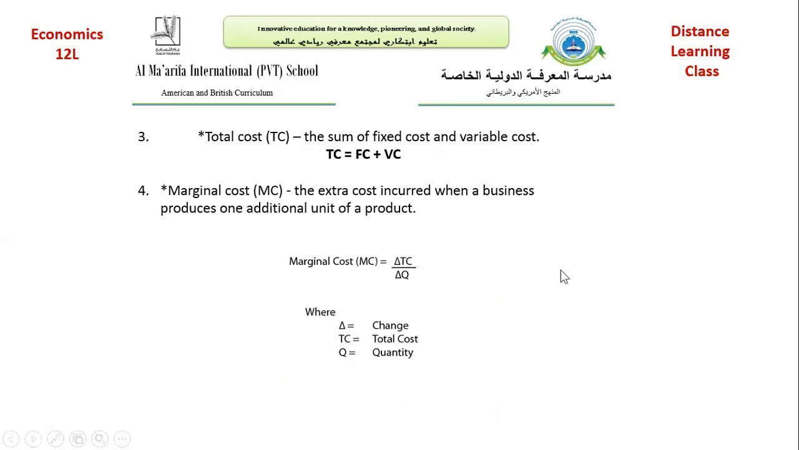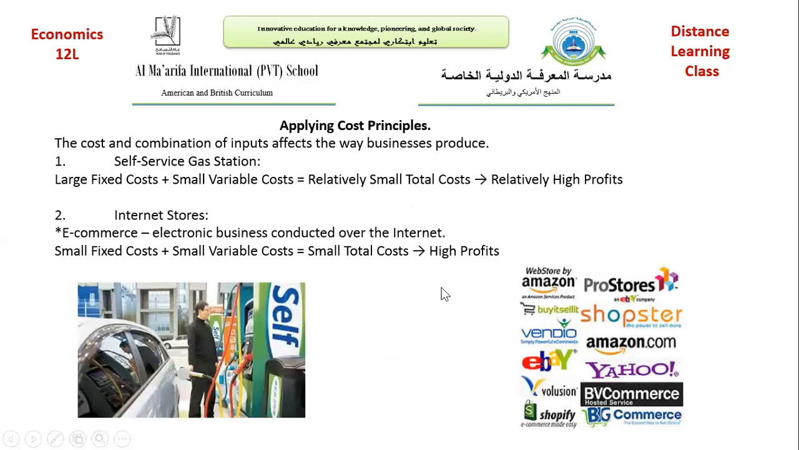Next one, we have calculation of total cost and marginal cost. The formula of total cost is your fixed cost plus variable cost. Marginal cost. What does marginal cost, or MC, mean? It is the extra cost incurred when a business produces one extra additional unit of product. The formula of marginal cost is delta TC over delta Q, meaning change in your total cost over change in your quantity.